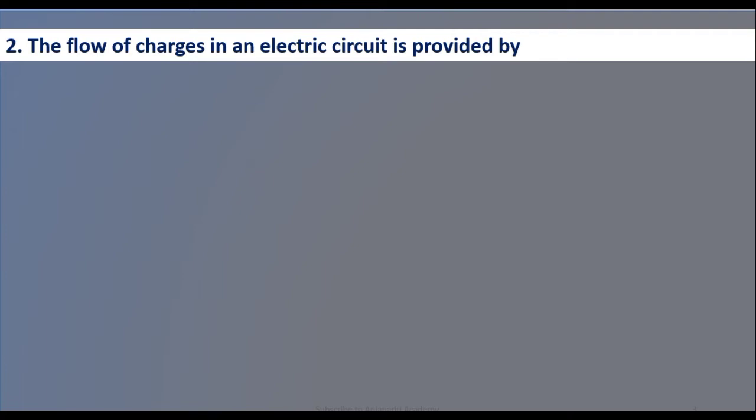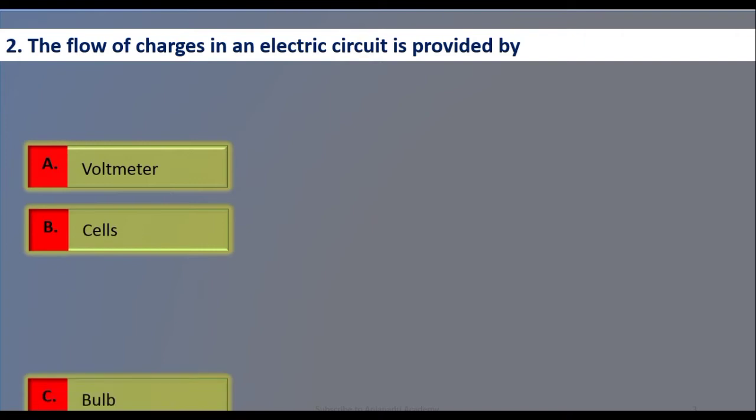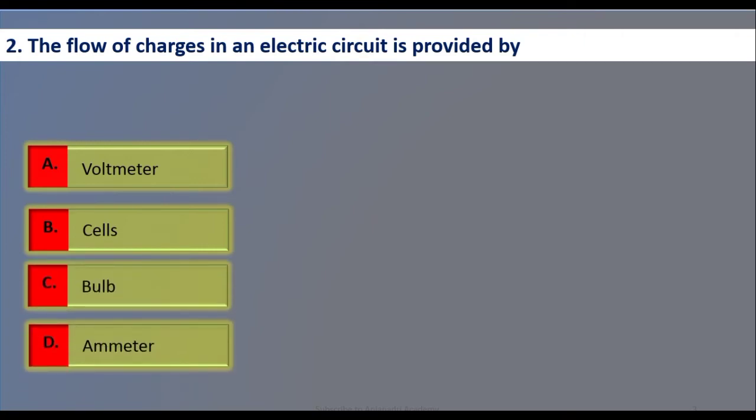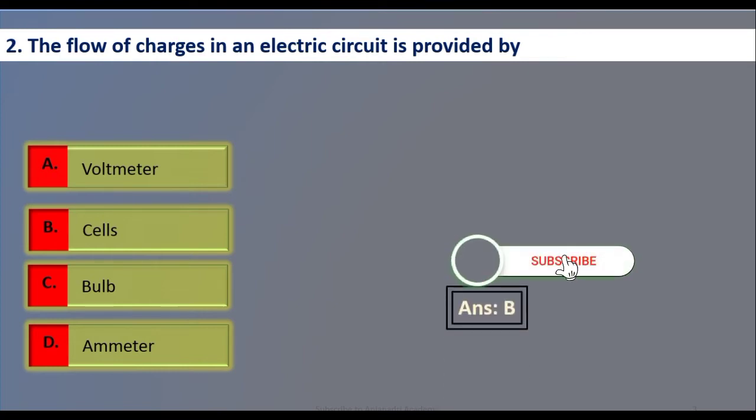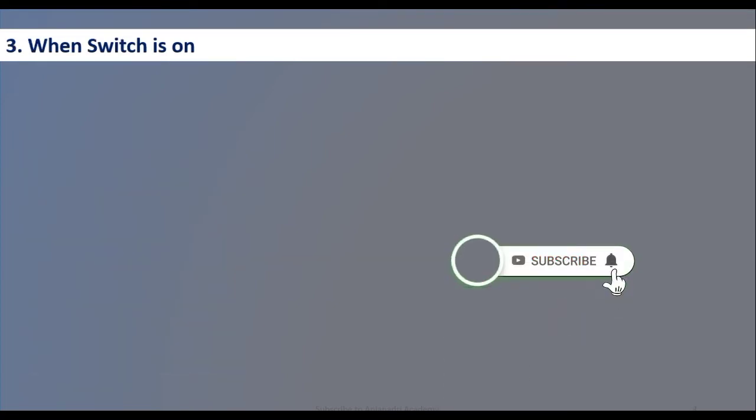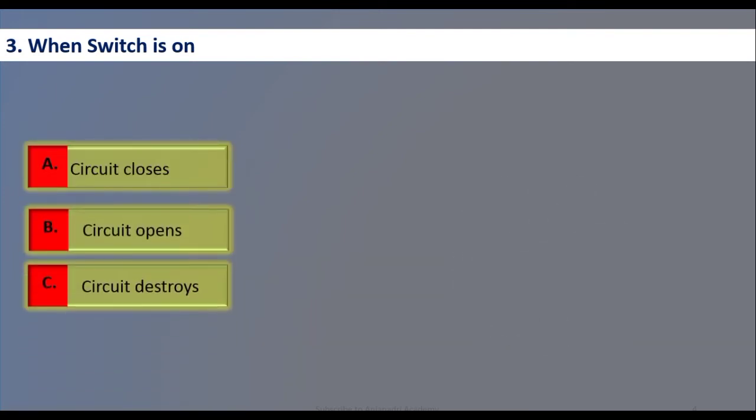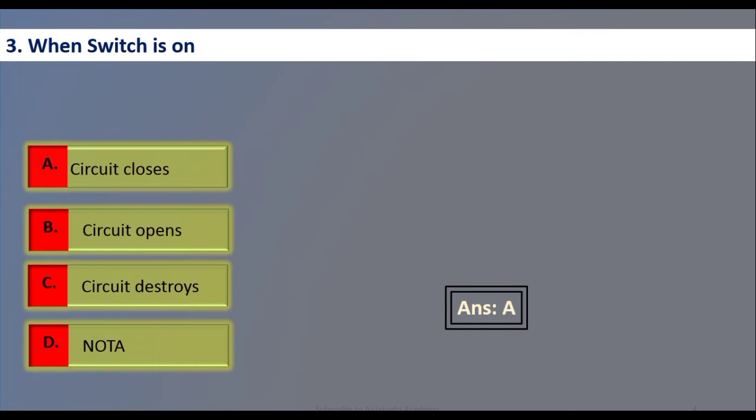Next question is, the flow of charges in an electric circuit is provided by voltmeter, cells, bulb, ammeter. Yes, the flow of charges in an electric circuit is provided by cells. Option B is the right answer. Next question is, when switch is on: circuit closes, circuit opens, circuit destroys, none of the above. Yes, when switch is on, the circuit closes, thereby the electric current flows in the circuit. Therefore, when switch is on, circuit closes. Option A is the right answer.